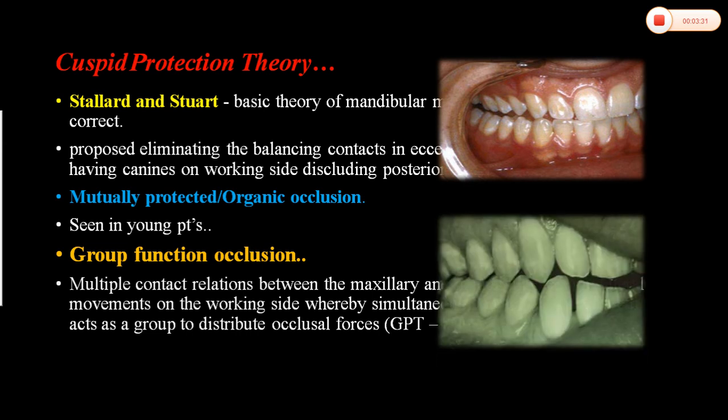In this next picture we can see that when the mandible is moved towards the working side, all the premolars and molars of the posterior teeth are in contact. So not only one tooth, many teeth are in contact. This is known as group function occlusion. Canine protection occlusion, group function occlusion.